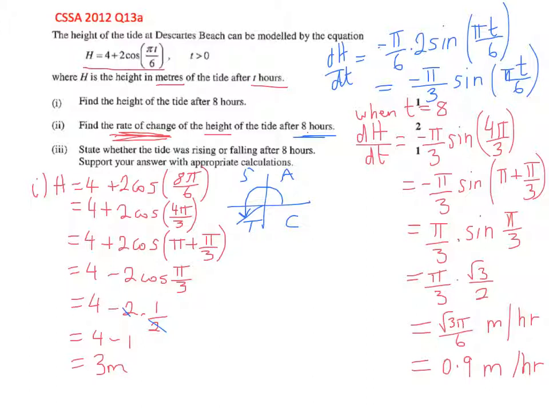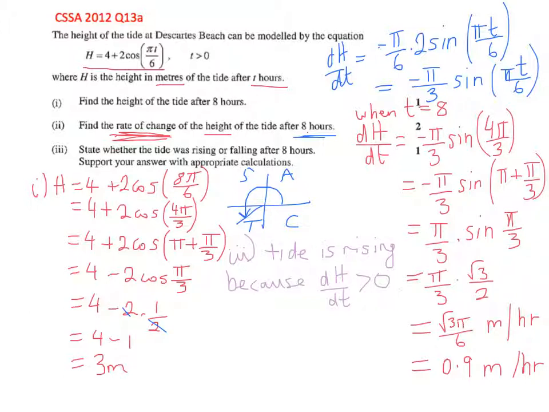Okay, then part 3 is saying state whether the tide was rising or falling after 8 hours. Support your answer with appropriate calculations for 1 mark. So our first derivative here is positive, 0.9. So our gradient is positive, which means that the tide is rising. There's a couple of different ways to answer this question. So you could say tide is rising. Should have been a capital T, sorry. Tide is rising. Now support, our calculation is, because the first derivative, dh dt, is positive, greater than 0.